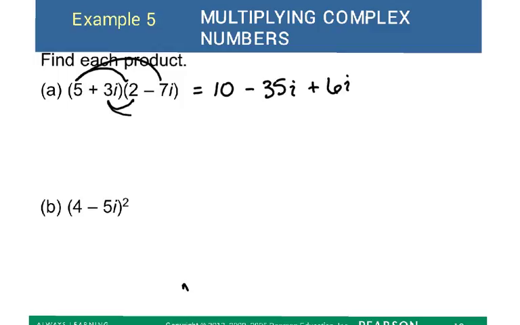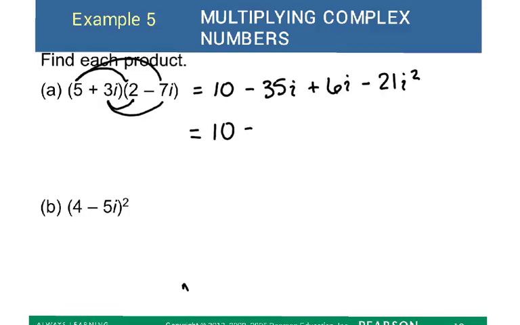And last, 3i times a negative 7i. That's going to give us a negative 21i squared. Just like if you're multiplying x times x, it ends up being x squared. Same goes with imaginary numbers. I times I is i squared. But we know i squared is also -1. So let's write this down.